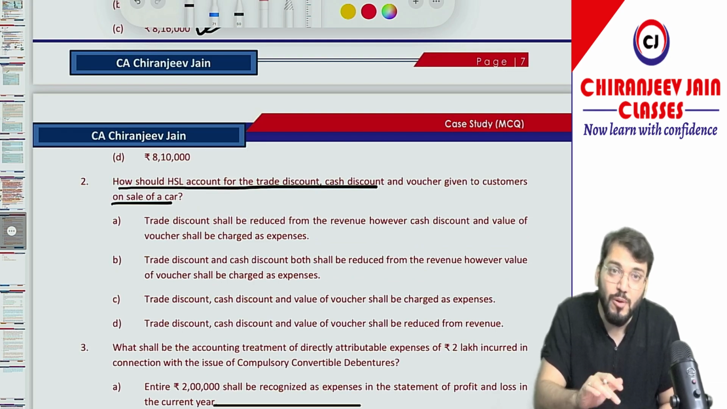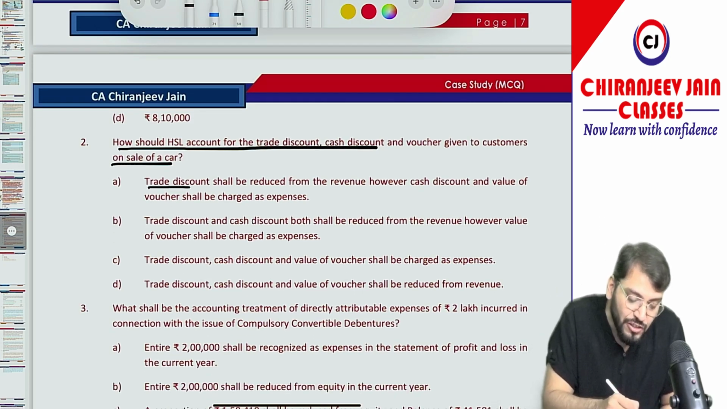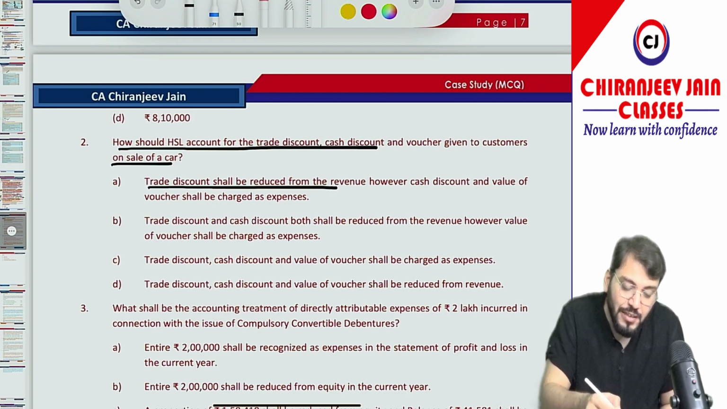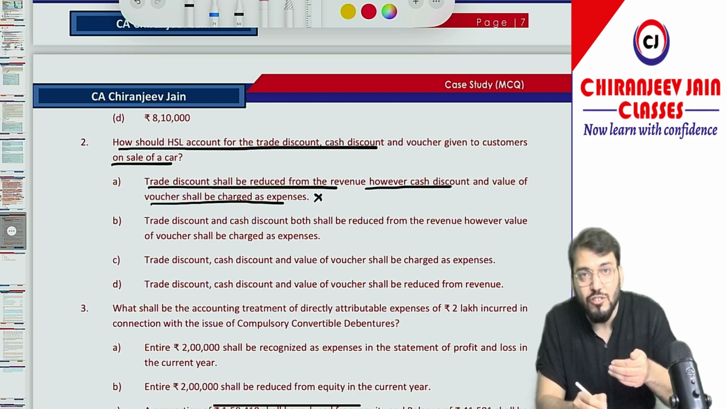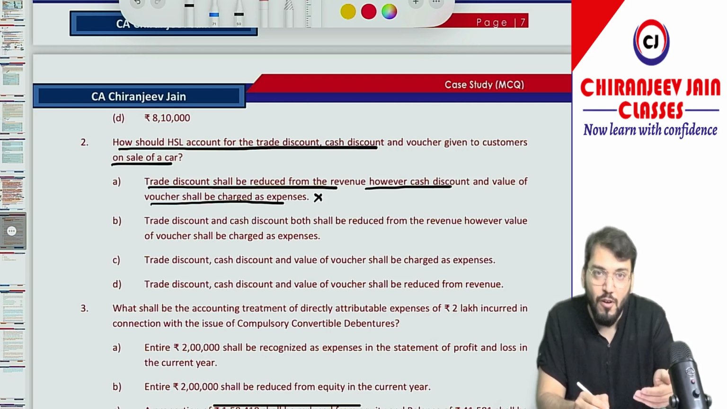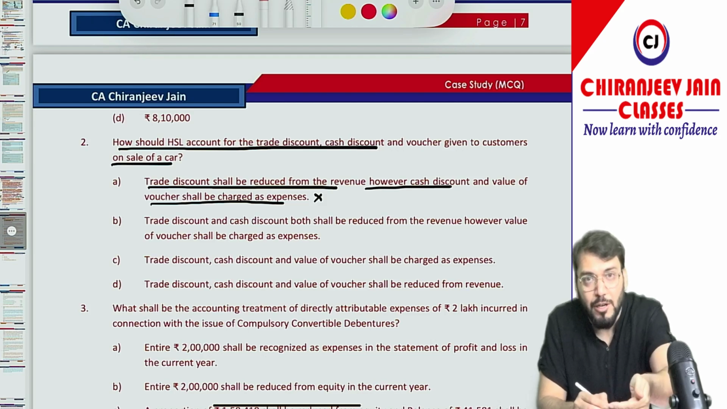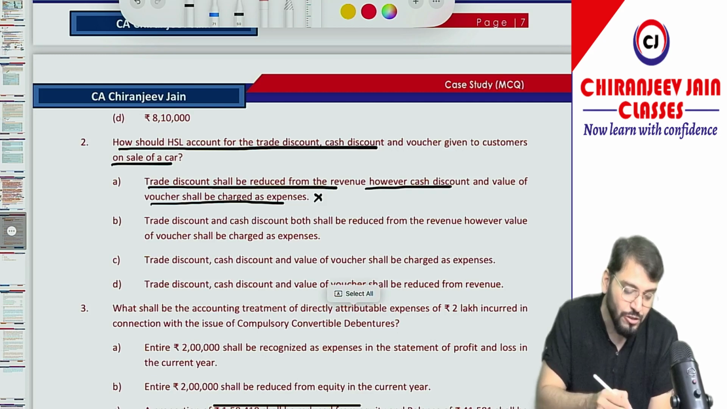This needs to be understood from the options, which will be the best option from an examination point of view. Trade discounts will be reduced from revenue. This is correct. However, cash discount and value of vouchers shall be charged as an expense. No, this is not correct. Cash discount, if received, will also be deducted from transaction price only, and voucher is nothing but consideration payable to customer, which will also be deducted from transaction price only. Option A is not correct.